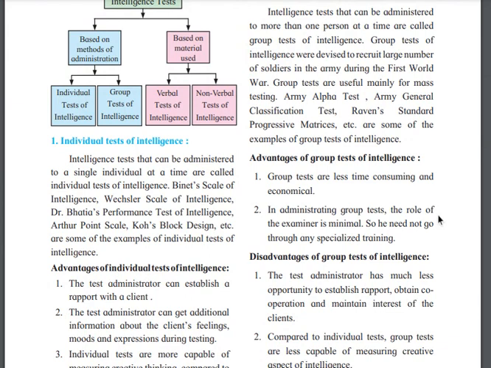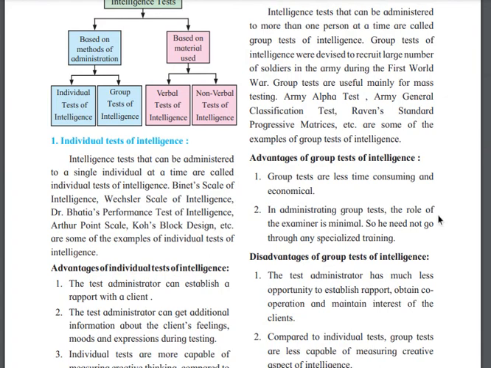Individual tests of intelligence are tests that can be administered to a single individual at a time. Examples are the Binet scale of intelligence, the scale by Dr. Bhatia, and performance tests where individually you are doing things like the Koh's block design test. Some examples of individual tests are Bhatia, Koh's block design, and the Wechsler scale.